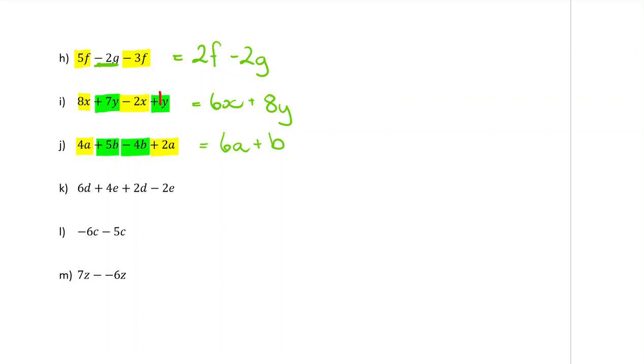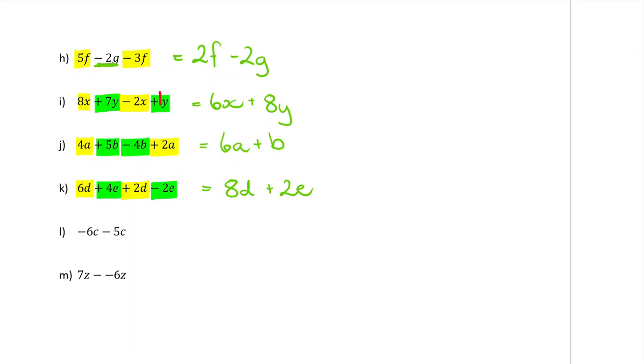Question K, we have 6d plus 2d, that will go together. And we have the 4e and the minus 2e, that will go together. All right, yellow ones first. 6 plus 2 makes 8d. And then the green ones, we're going to do 4 minus 2, the minus sign there. 4 minus 2 is a positive 2, so we need a plus 2, and then the e sign.